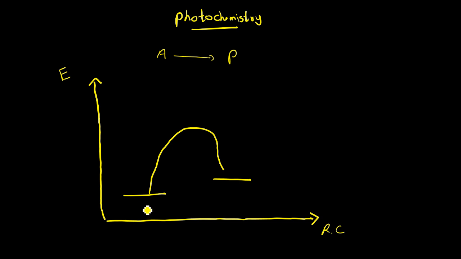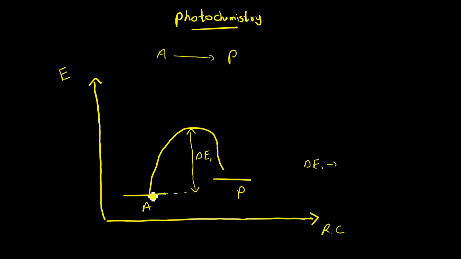Here we have the reactants, here we have the products, and I hope you know what this energy difference means. Let me put it like delta E1. So this is delta E1. This is the energy barrier, the activation energy barrier. So this A molecule should surmount this energy barrier in order to proceed with the reaction. You know it, right?